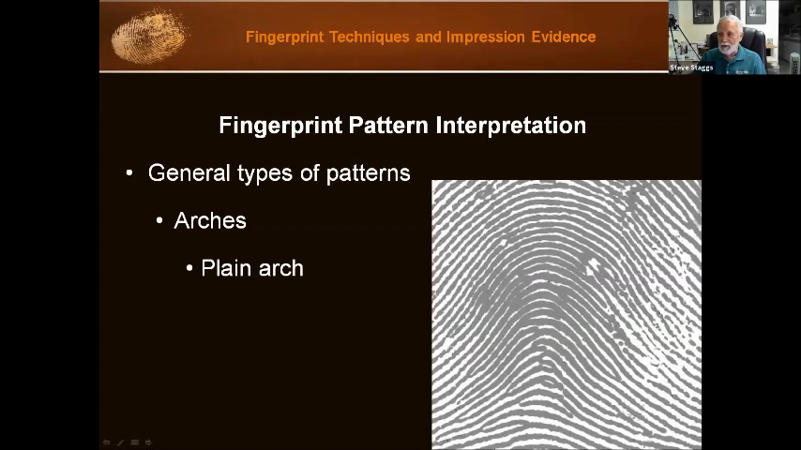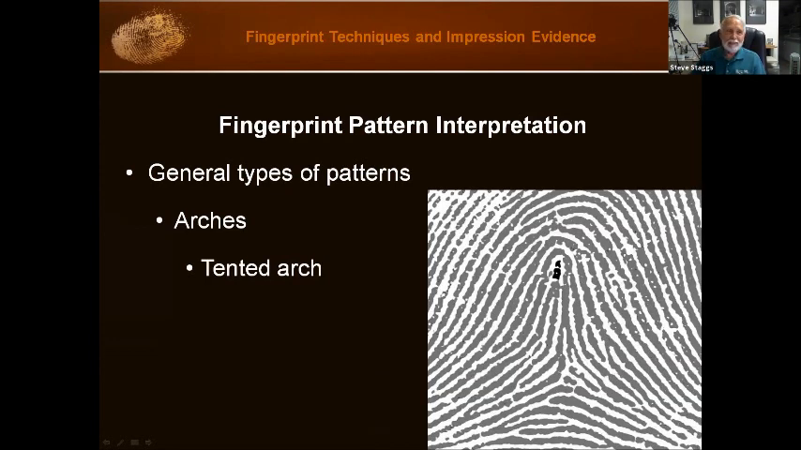So let's look at the examples. Here is a plain arch. With a plain arch, the ridges enter on one side of the impression, flow or tend to flow out the other side with a rise or a wave in the center. So here we go. We've got the ridges coming in from one side of the finger, flowing with a rise or a wave pattern and flowing out the other side. So that's a plain arch.